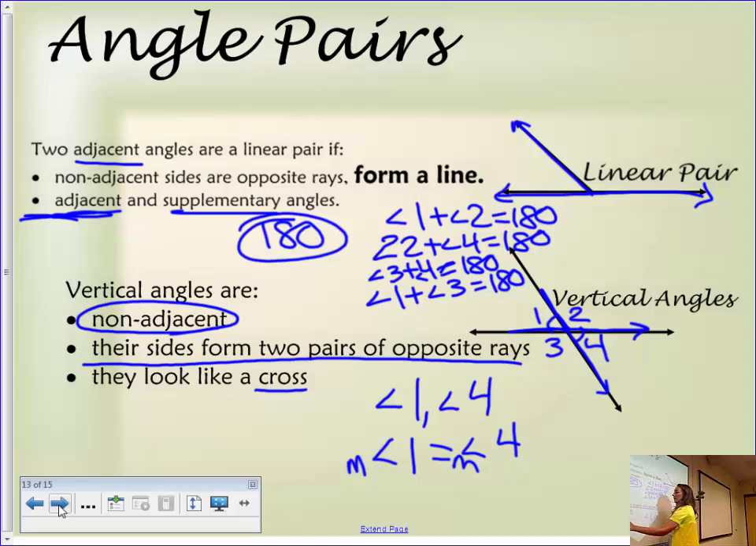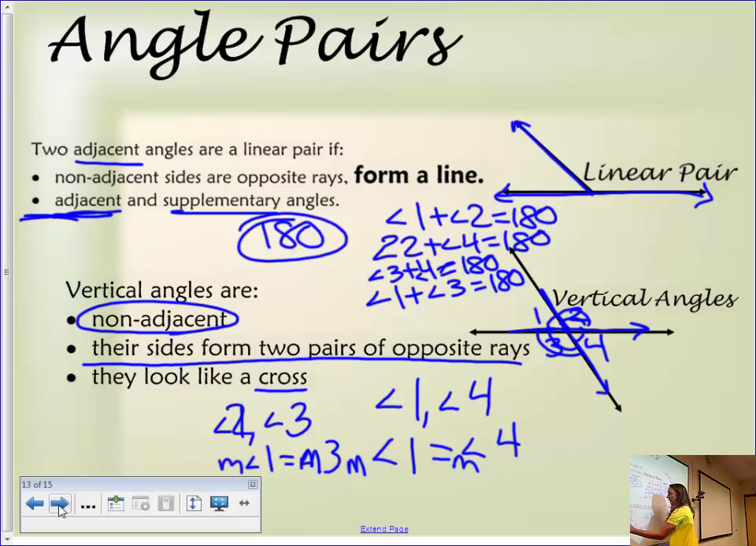There is one other pair, angle 2 and angle 3 are vertical angles. They're across from each other. Okay, and I'm putting 2 arcs because they are congruent to each other. So the measure of angle 1 is equal to the measure of angle 3.